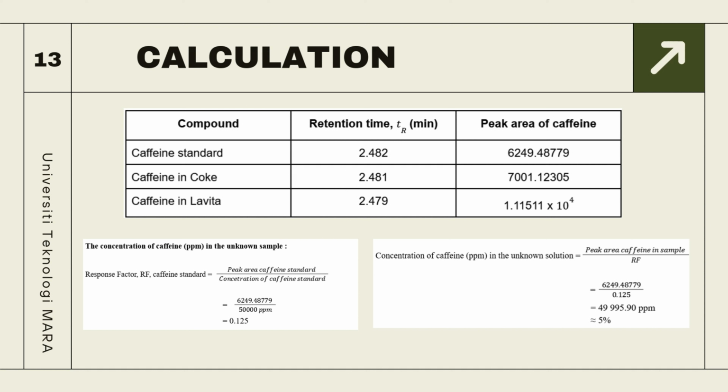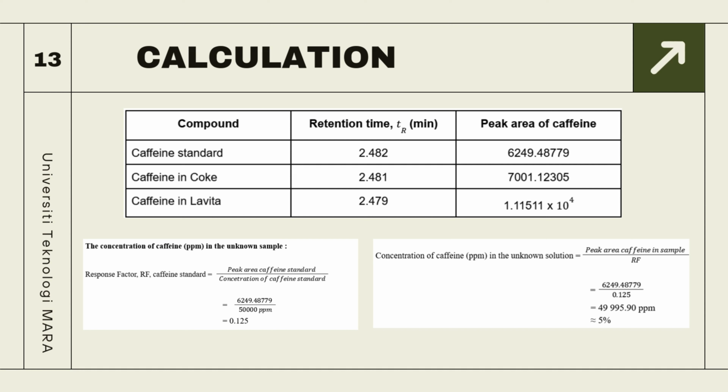Right, now we are going to discuss the calculation of the concentration of caffeine, in ppm, in the unknown sample. First, using the formula of response factor, RF, in the caffeine standard, we divide the peak area of the caffeine standard by the concentration of the caffeine standard. From the result, the peak area of the caffeine standard is 6,249.48779, and the concentration of the caffeine standard used is 5%. Now, we need to convert 5% to parts per million, ppm. 5% means 5 grams of caffeine in 100 ml of solution. So, 5 times 10 to the power of 4 equals 50,000 ppm.